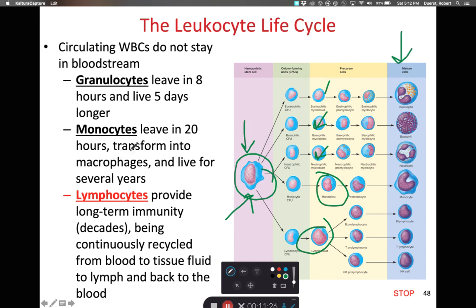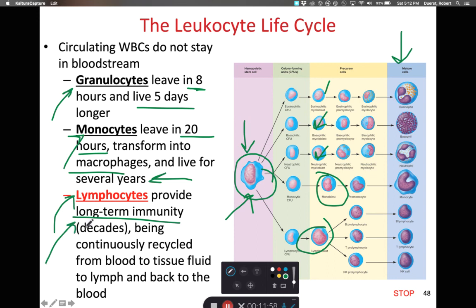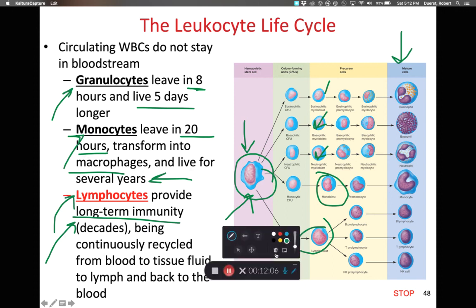As we look at the white blood cells and how long they spend in the bloodstream, granulocytes typically are going to leave in about 8 hours and then live 5 more days after exiting the bloodstream. And those granulocytes are the ones with granules, the phils, the neutrophils, the basophils, and the eosinophils. Monocytes can leave the bloodstream in about 20 hours, turn into a macrophage, and then live on for a couple years. And then lymphocytes that give us long-term immunity can live for decades. And they can be continually recycled from blood to tissue to lymph back to the blood to help refresh that individual cell.